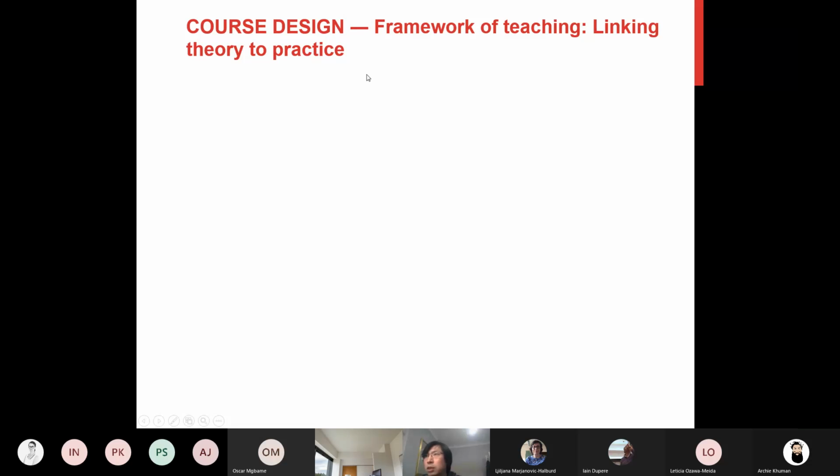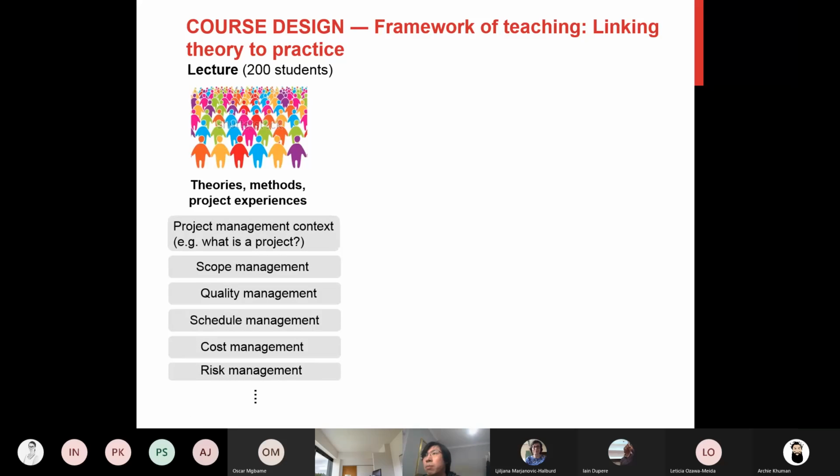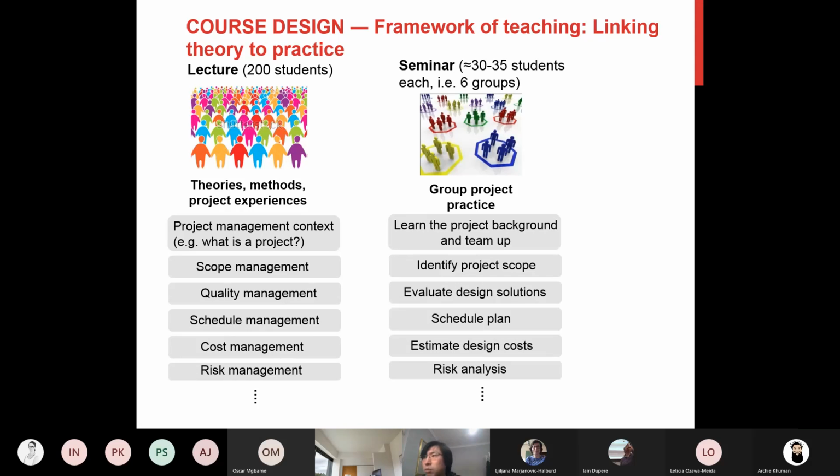For project management, we have about 200 students every year, or even more. So in the lecture, which is offered to all the students, we introduce a series of methods. For example, we talk about what scope management is and how to do it, and what schedule management is and how to do it. And then during the seminar, which is in much smaller groups, we let the students apply what they have learned in doing their group project.